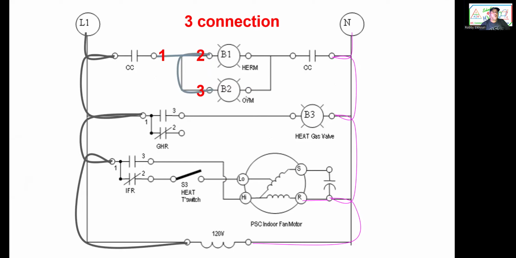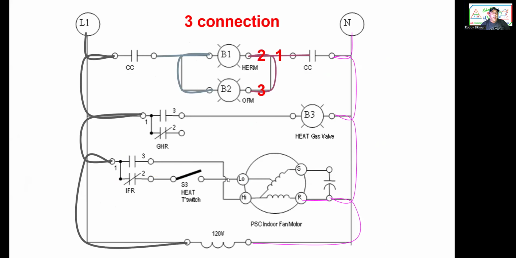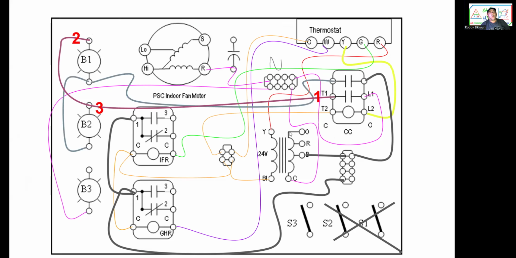Now we have 3 connections. This is from the compressor contactor to the compressor and the outdoor fan motor. There it is in the gray. Number 1, from the T1 goes to number one and number one. And the other side, T2, 1, 2, 3. Same thing, but it's T2.